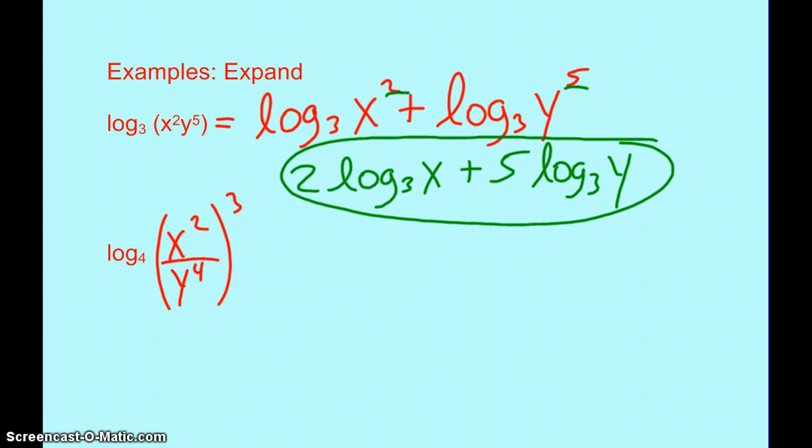I write it out in expanded form as an addition, and then move the exponents out front using the product property. I'm sorry, that would be the power property. We use the product property to write it as addition.